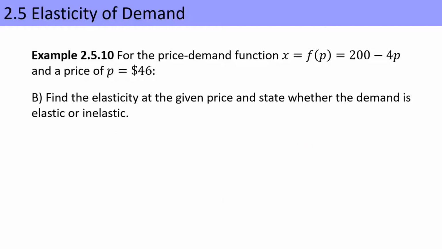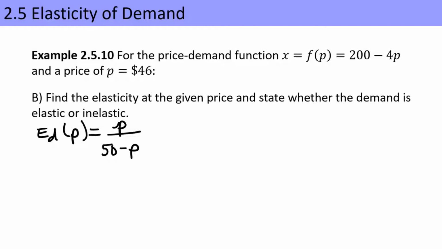Let's go to part B. Find the elasticity at the given price and state whether the demand is elastic or inelastic. So let's copy from part A what the elasticity of demand equation was, and we got E sub D of P is equal to P divided by 50 minus P.